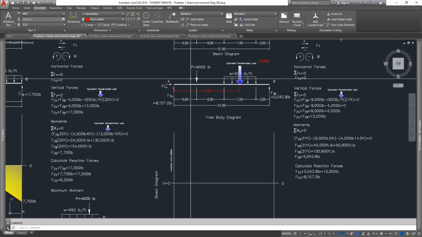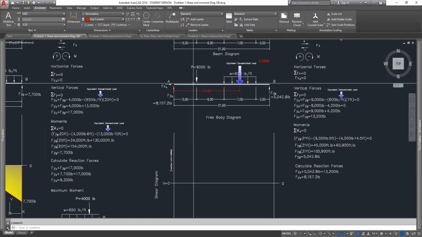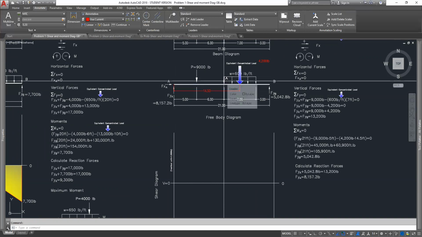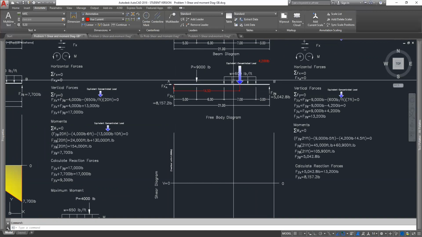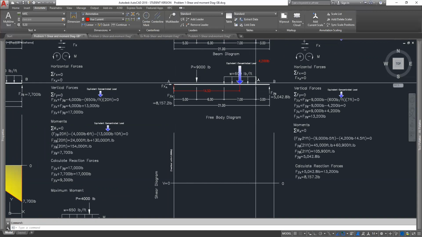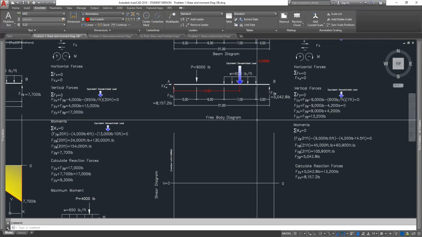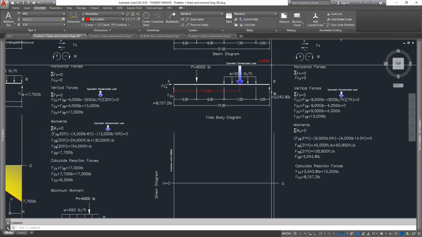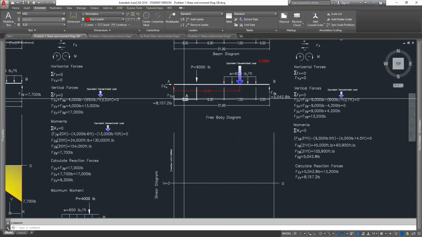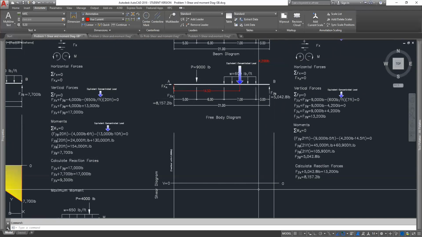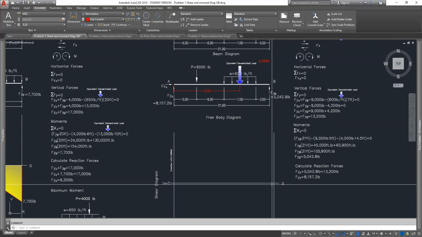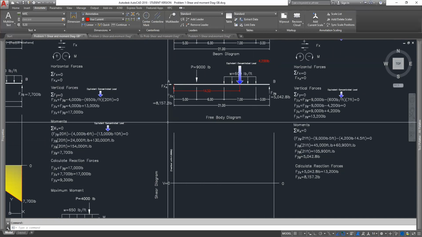Nothing occurs here to change anything in between there. Then we have another event that occurs right here, which is the beginning of our application of our distributed load. Then we have an event here where it ends. And then we have our final event located right here, which is our reaction force going back up. Ideally, if all your numbers are correct, your shear diagram should start at 0 and end at 0 with all your forces. So let's start with the first one.